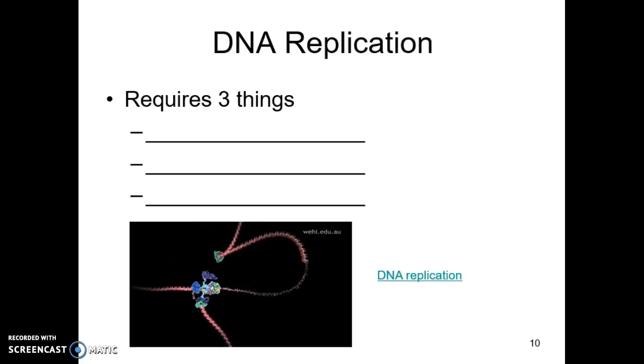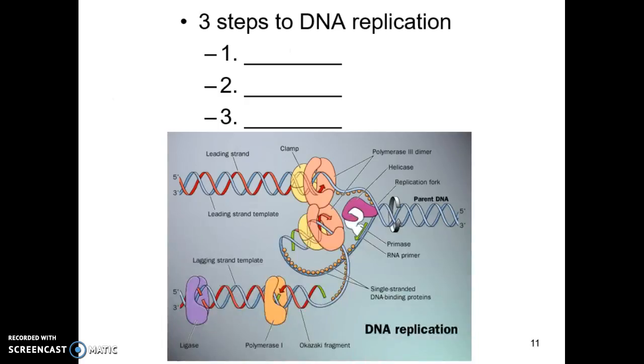Now, with replication, there are 3 general steps to replication. Step 1 is what we call initiation. Get it started. Trigger that process. Step 2 is the elongation of the replicating strand. So as you're copying it, you're copying more and more and more and elongating it. And then step 3 is what we call termination, the end of the replication. Done.